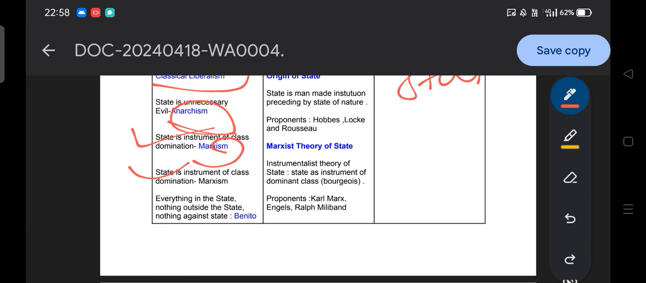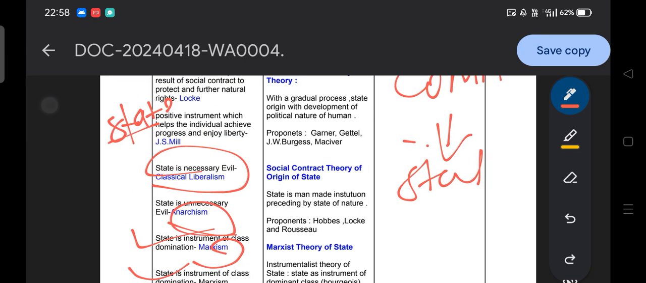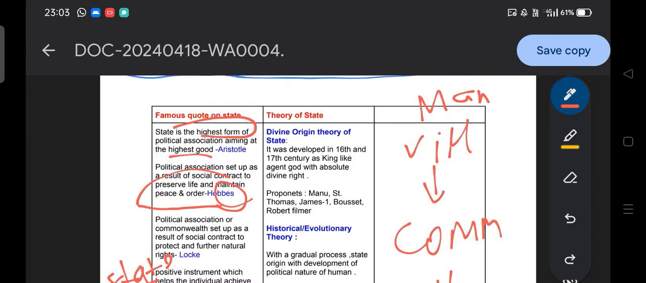Then the famous statement: everything in the state, nothing outside the state, nothing against the state. Benito Mussolini belonged to the idea of fascism, Italy. He believed that everything is in the state, and there is not a single pin without the state or against the state. That is the idea of fascism, which believes in the absolute idea of the state. This is about your famous quotations on the state.